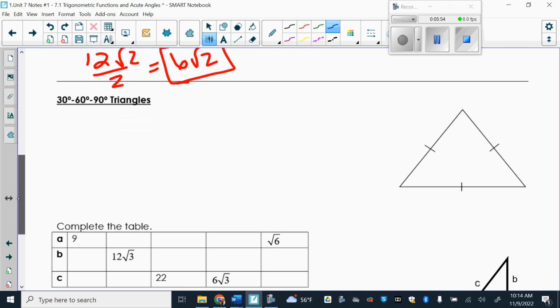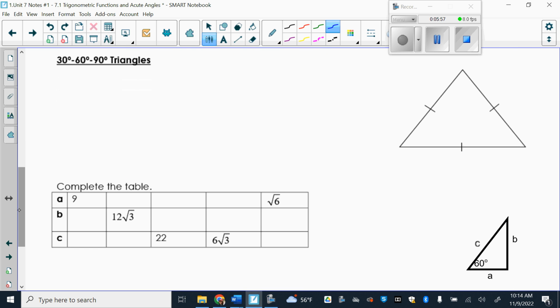Our 30-60-90 right triangle is the other type of triangle that is special because it has certain side ratios. So to find the side ratios, we are going to use what we know about an equilateral triangle. So we know an equilateral triangle has all sides and all angles congruent. So I know that each one of these vertex angles is 60 degrees.